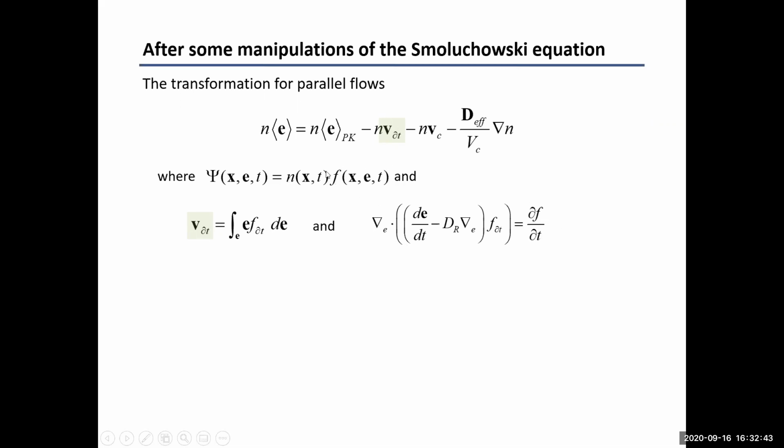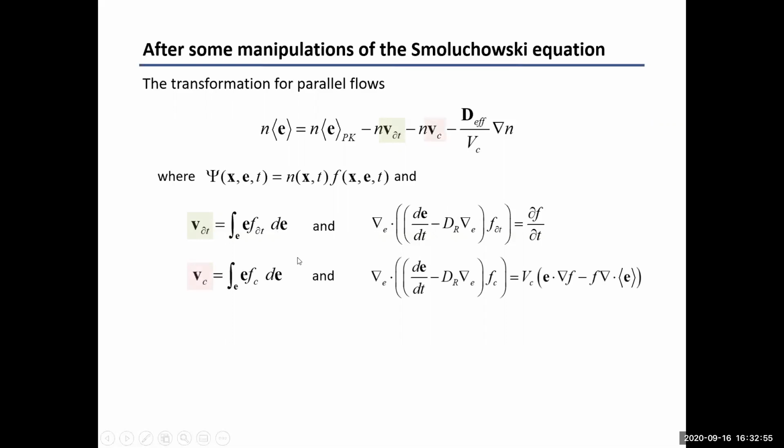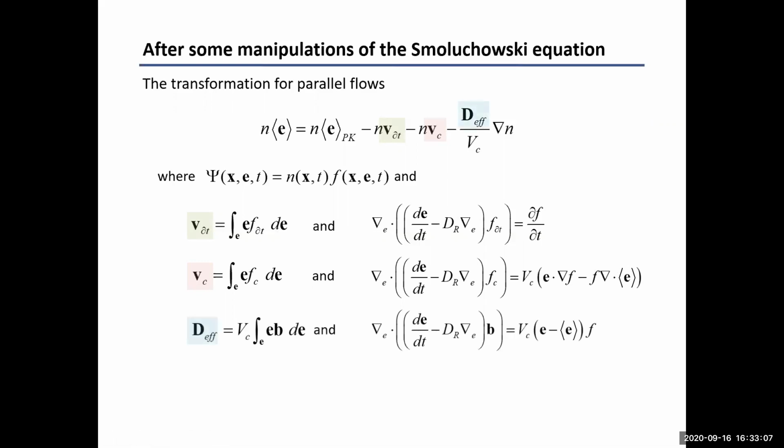So here n is cell number density, and you can decompose this into two, and you can get this f. You just need to feed this information into this equation, and you will get this velocity. And also, you can get the second term from here, which is related to spatial variation of the f and this E bracket. And the last term, you can also get the effective diffusion here in this way.